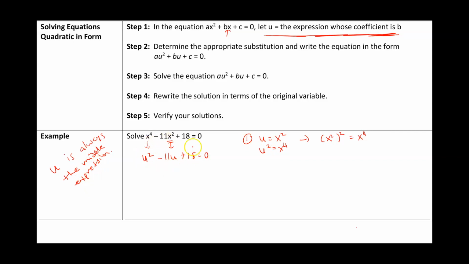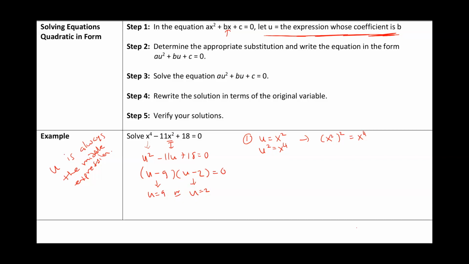And this equation now becomes a quadratic. To solve this, we can either use a quadratic formula or factor it, but anytime factoring is an option, do that, it's easier. So if we factor this, we want to find two numbers which multiply to be positive 18, add up to be negative 11. So those are going to be negative 9 and negative 2, which means u is equal to positive 9 or u is equal to positive 2 by the zero product property.